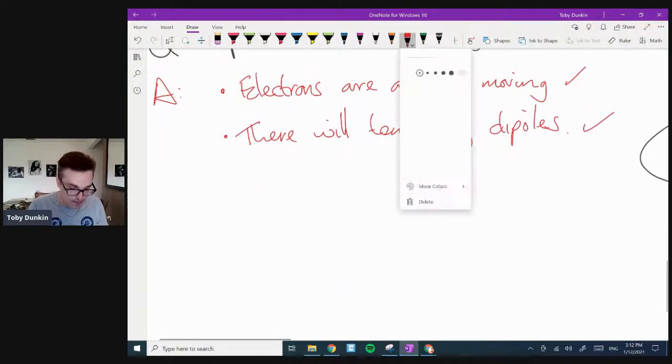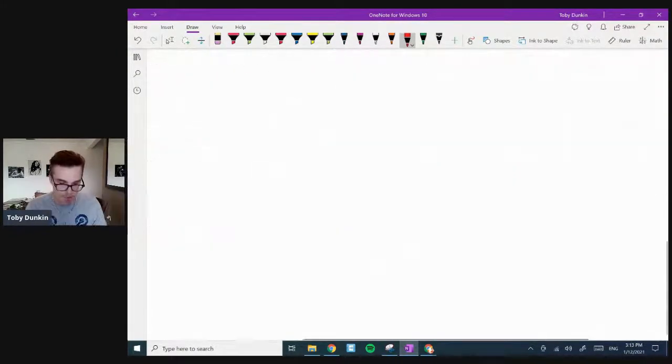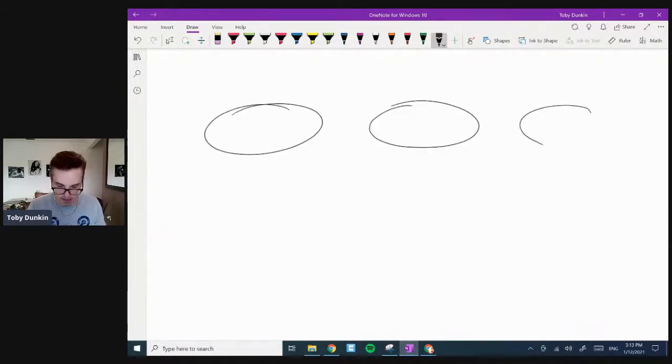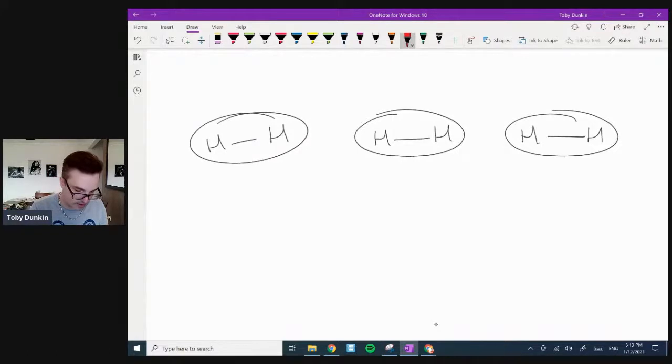Now, what that means is if there's a temporary dipole, now here's the really cool bit. If you now put molecules together, let's put a whole load of molecules together. Let's do these 3. And what we realize is if we do hydrogen and hydrogen again, the electrons are moving randomly. And I'm going to put these guys on orange and green. Right, I have a non-polar molecule there.